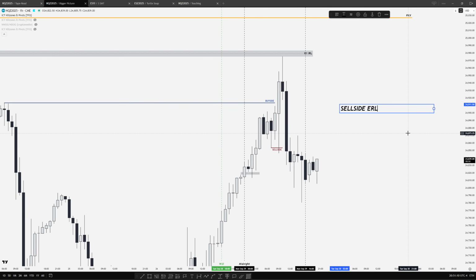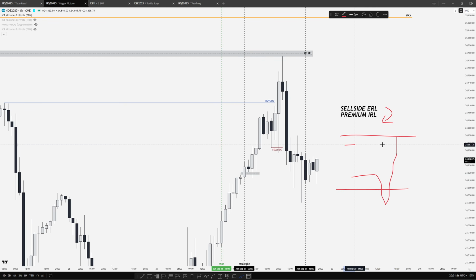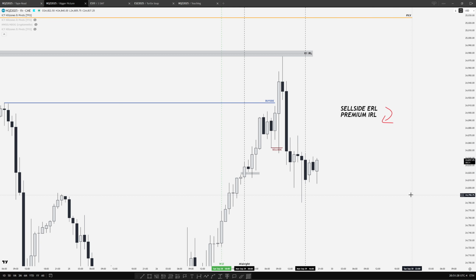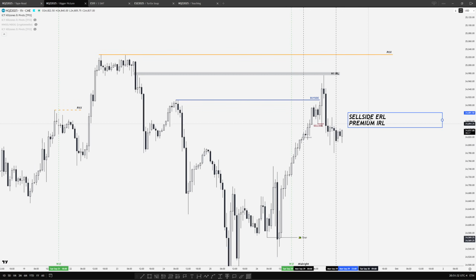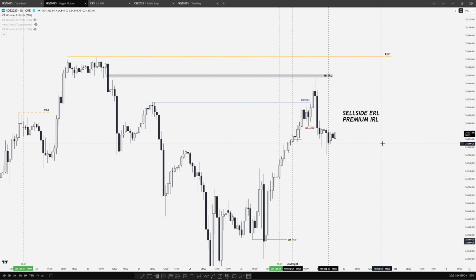What is the logic in this case that can be repeating day in and day out that we can use for a target? In this case, it would be premium IRL, right? So in this case, we're moving from ERL to IRL. It is counter bias a lot of times, but it's ERL to IRL. And from sell side, back up into a premium inefficiency, okay? So we can label this here and just leave these PD arrays up on the chart just so we can see it. Screenshot that, and put it into our Notion.